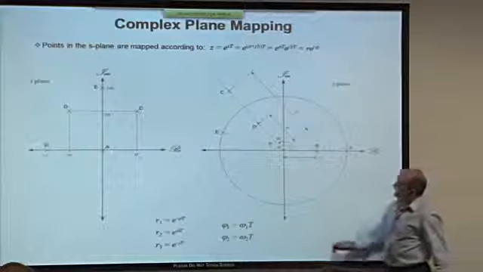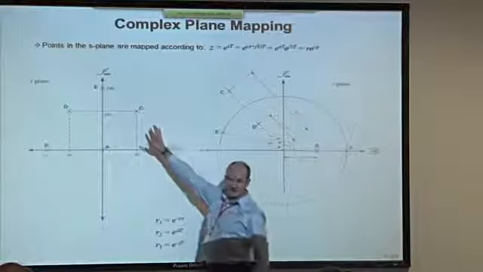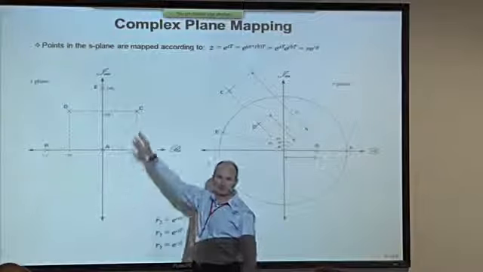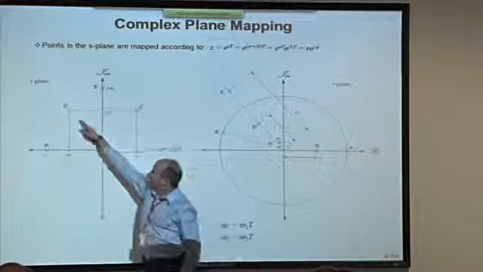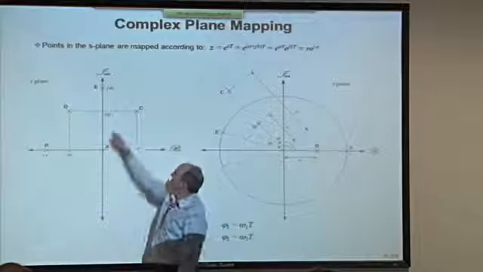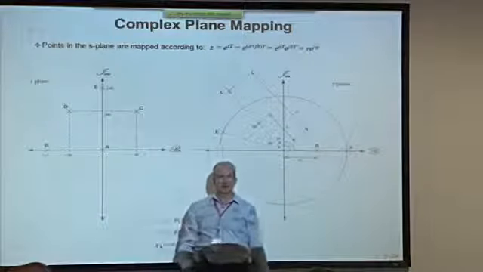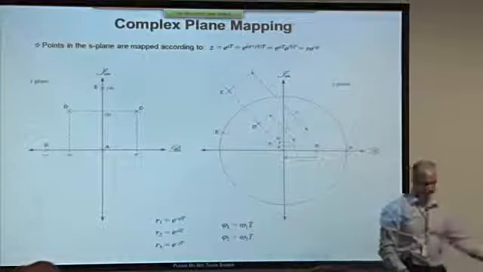The other thing is that I've only drawn the positive parts of poles. You know poles appear in complex conjugate pairs. D, for example, has a D star down here. E has an E star down here. Let's concentrate on E for a moment.